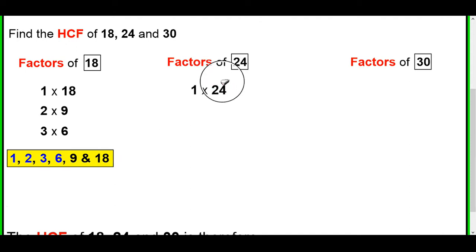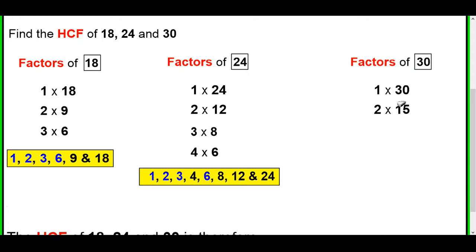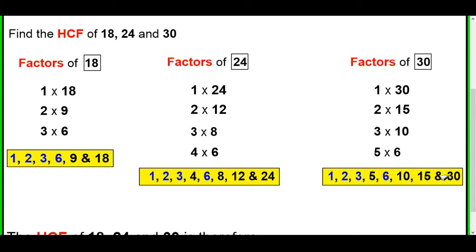Now 24: 1 times 24, 2 is going to go into it, 2 times 12, 3 times 8, 4 times 6, 5 is not going to divide, and then you're back to 6, so we're starting to repeat ourselves. So there's all the factors of 24. Then of 30: 1 times 30, 2 times 15, 3 times 10, and 5 times 6 again. So there's all your factors.